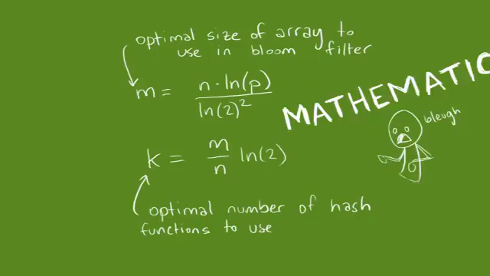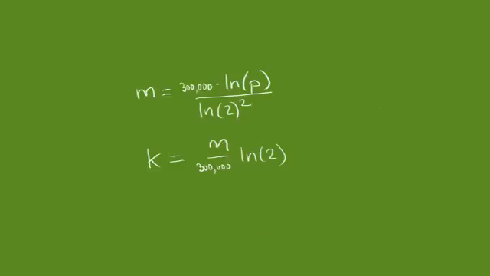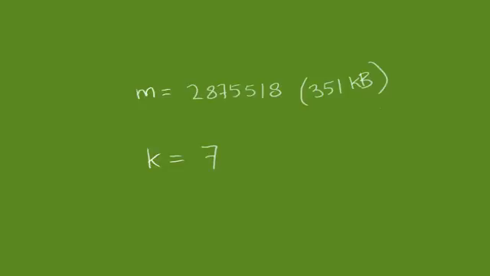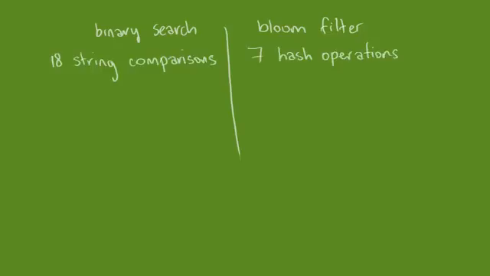We can determine the optimal bloom filter size and number of hash functions to use using mathematics. If we hit up a bloom filter calculator and tell it we have 300,000 entries in our Oxford Dictionary and we're only willing to accept a false positive 1% of the time, it tells us that we need 7 different hash functions and 351 kilobytes of space. That saved us a lot of computation time and space.